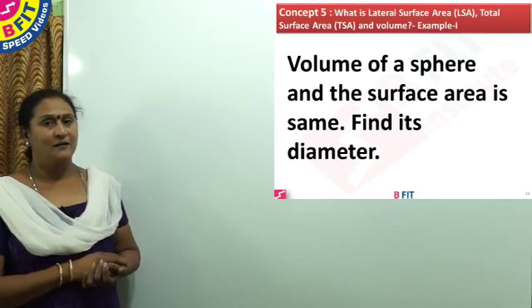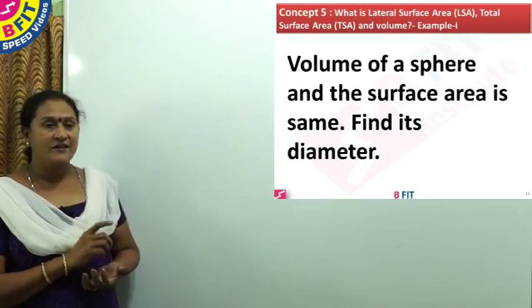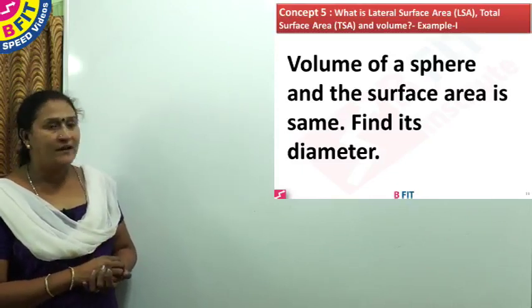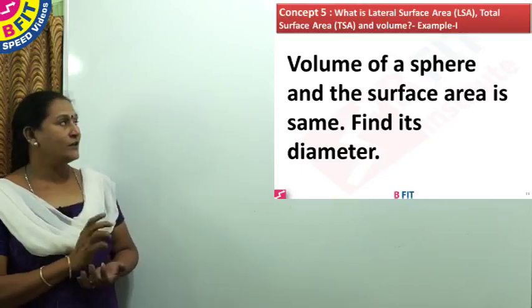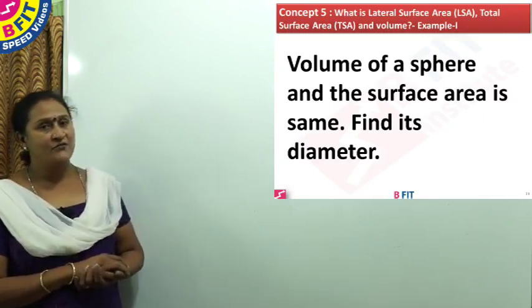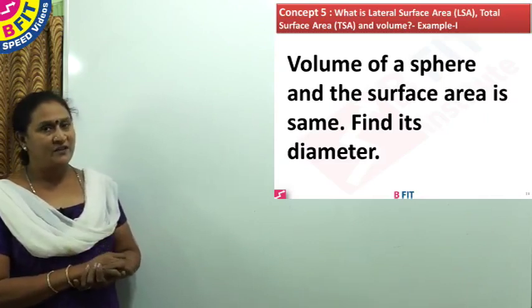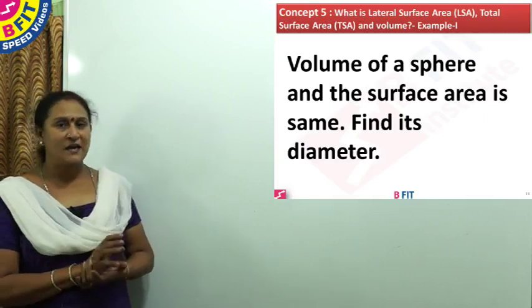So example 1. The question is, the volume of a sphere and the surface area are the same. So find its diameter. So for a sphere, volume and surface area are the same. We are asked to find the diameter. You remember, what is the volume of a sphere? It is 4 by 3 pi r cube.